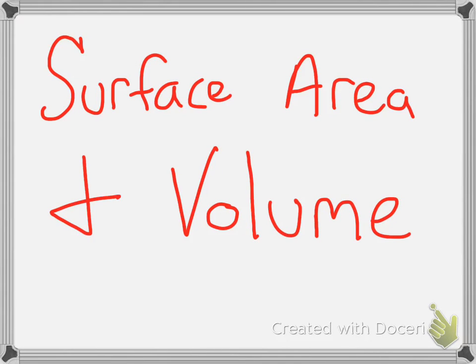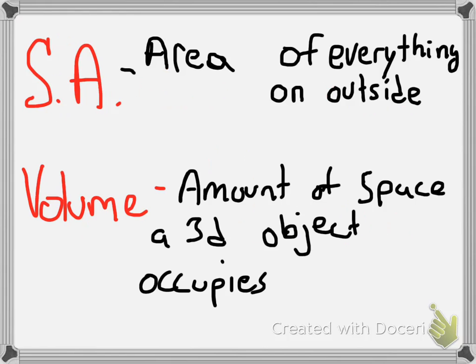Today we will be discussing different geometric shapes and how to derive the formula for both surface area and volume of each shape. Now, as a refresher, surface area is the area of everything on the outside surface of the 3D object.